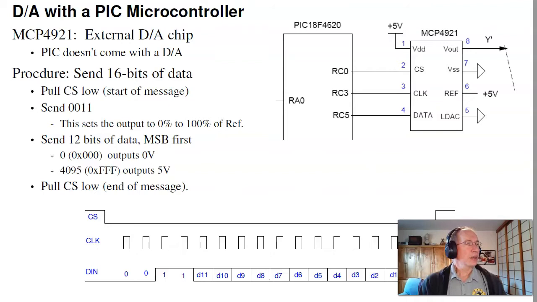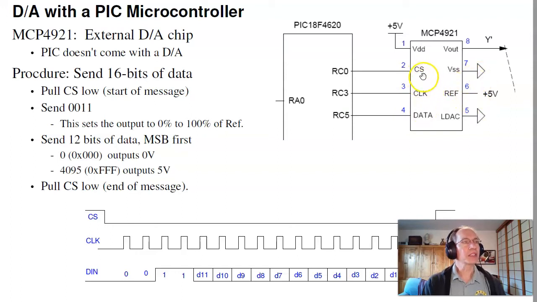To start with, the PIC has a built-in A to D converter. It does not have a D to A, however, so you have to add one. In your kits, there should be an MCP4921. That is a 12-bit D to A converter. To connect it to the PIC, you need to have power and ground, of course. So pins 1 and 6 go to power, 7 and 5 go to ground.